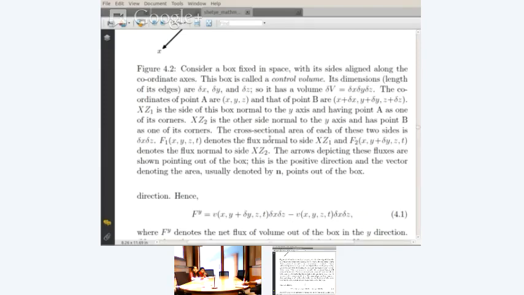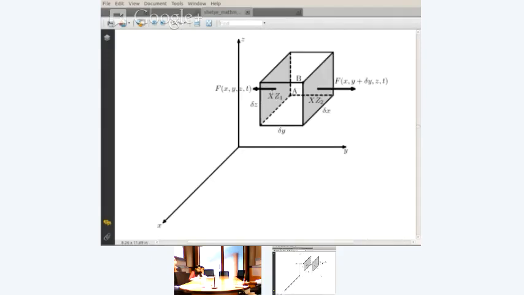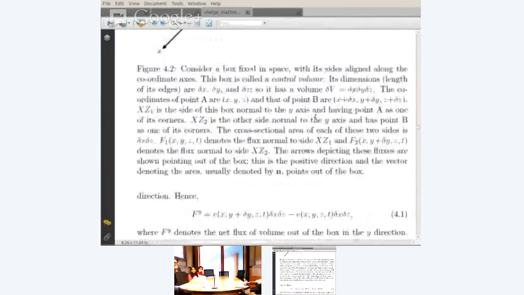Okay. So the cross-sectional area is delta x into delta z for these two faces. And we have assumed they're rectangular faces. So delta x into delta z is the area of both of these faces, whether you look at the left one or the right one. Now suppose F1 denotes the flux into or out of the left face, and F2, which is F of x, y plus delta y, z, t, is the flux into or out of the second face. F1 denotes the flux normal to side xz1, that's the one on the left, and F2, that's a function of x, y plus delta y, z, and t, denotes the flux normal to xz2. Flux is basically rate of change.